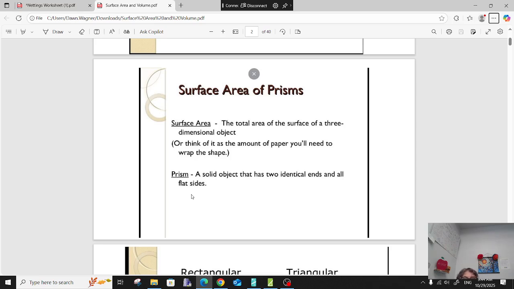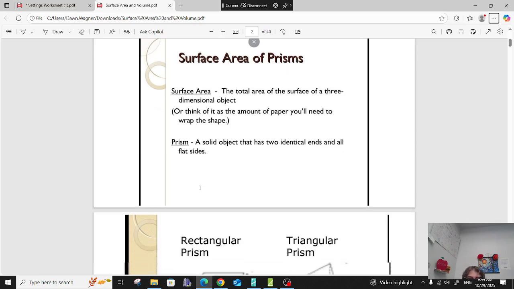Surface area, the total area of surface of three-dimensional object. Think about the amount of paper you'll need to wrap the shape, like Christmas wrapping paper, or paint. Paint would be surface area. Anybody here ever paint walls in their home and had to calculate how much paint you needed? Paint's expensive. You should calculate it out, save you some time.